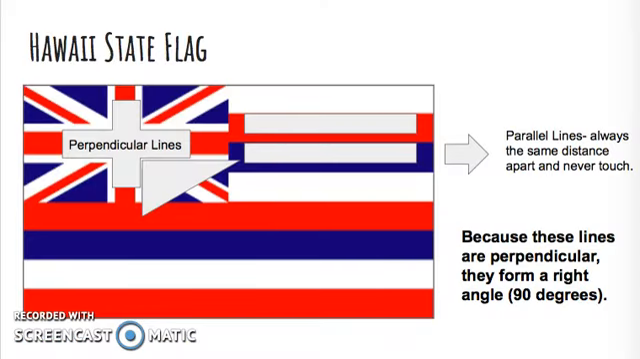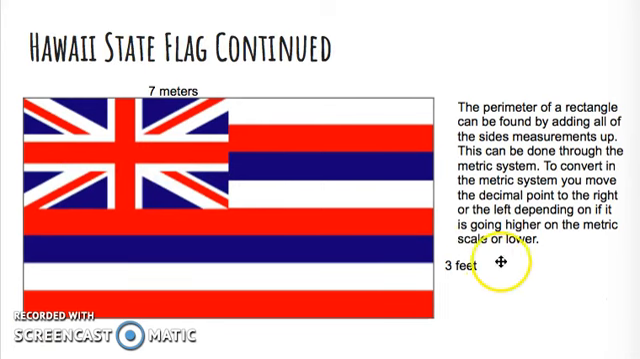All right, and then on the Hawaii state flag, you can see perpendicular lines right here in the middle, which form a right angle. You can also see parallel lines, and because the lines are perpendicular, they form a right angle, 90 degrees. The perimeter of a rectangle can be found by adding all of the sides' measurements up. So you can do 7 plus 7 plus 3 plus 3.